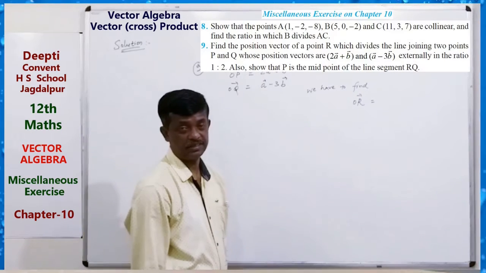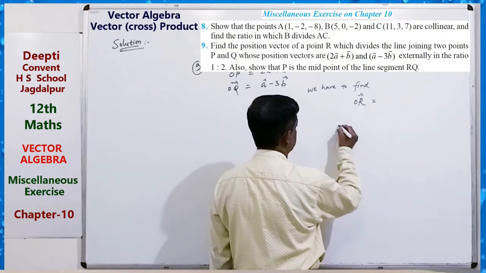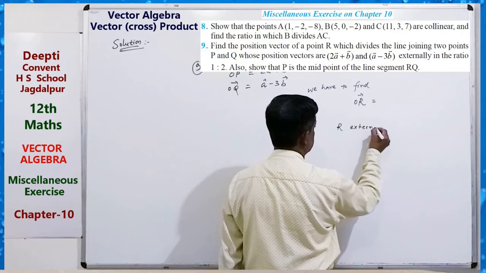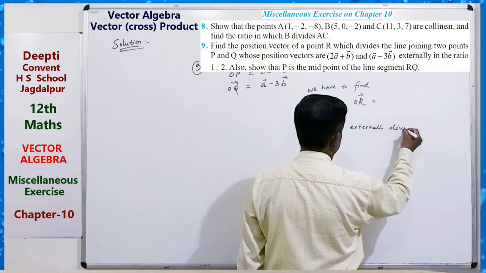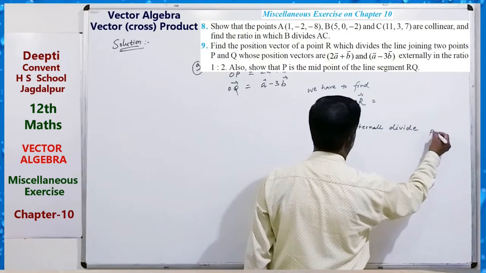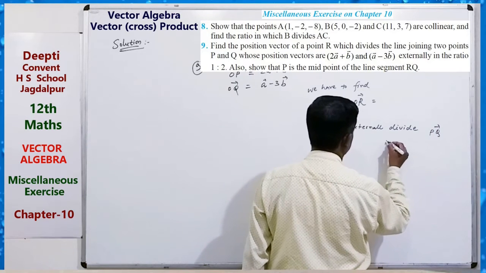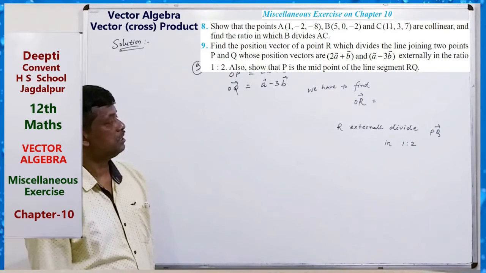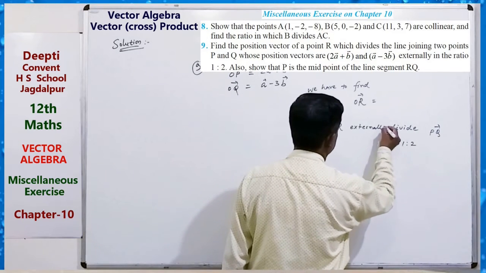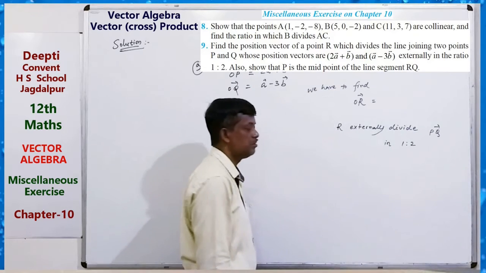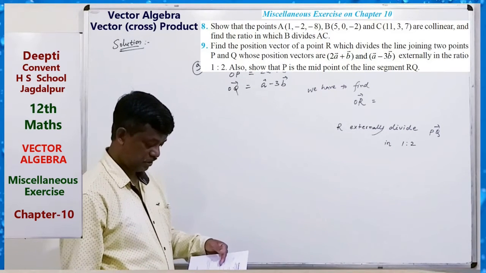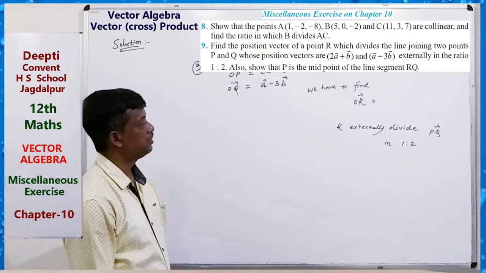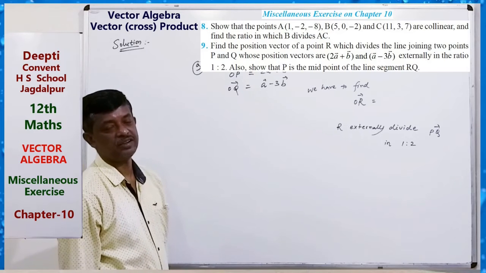Externally division. R externally divides PQ in the ratio 1:2. Yes, externally 1:2. And also we have to show that P is the midpoint of R and Q.